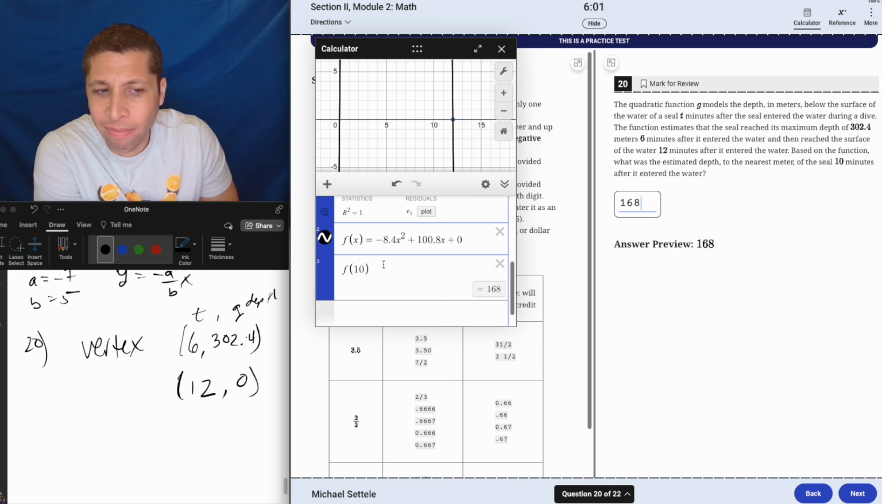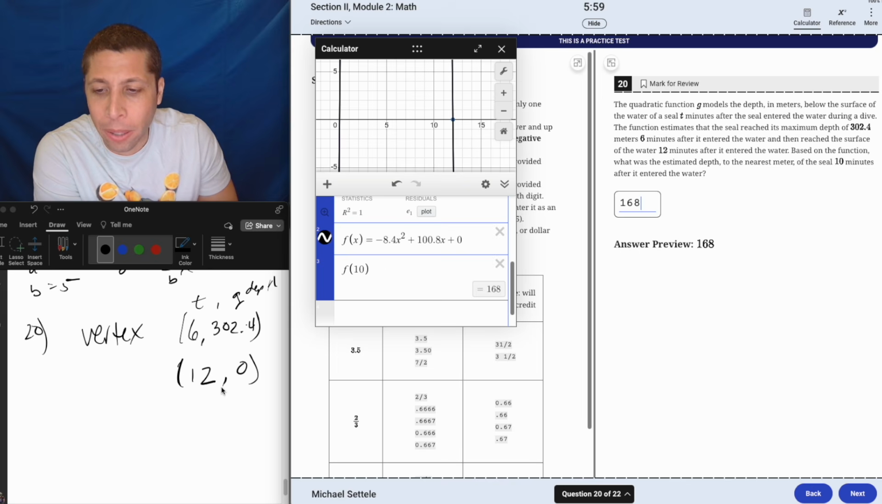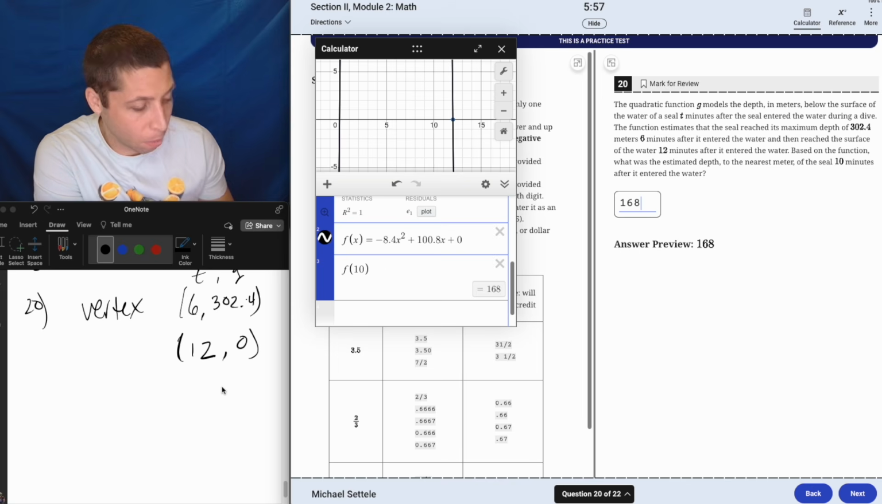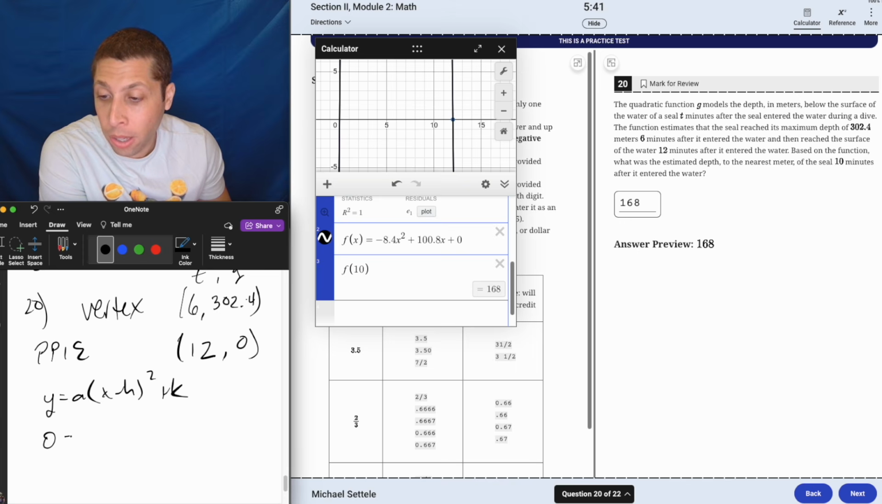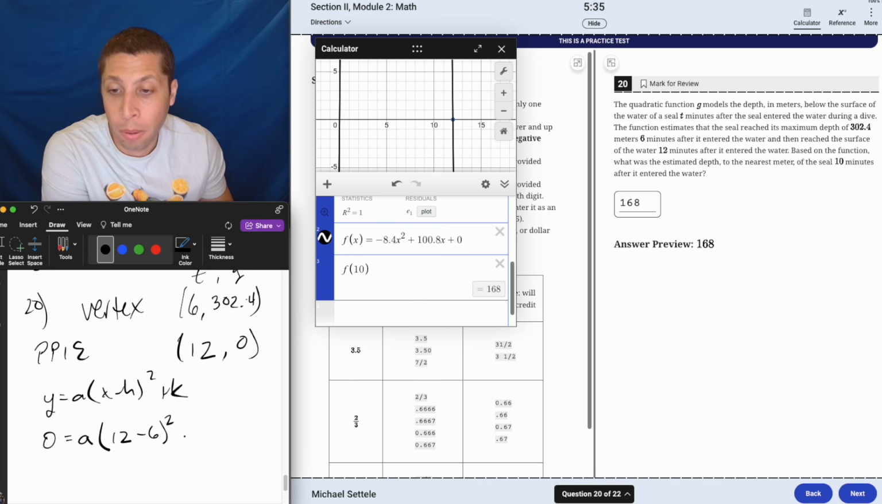What else do I want to do here? Let's plug points into equations. I'm going to try this a different way. I'm pretty sure I'm right. I'm pretty sure this is going to work, but I'm going to plug points into equations. I know that the equation for the vertex is a times x minus h squared plus k, with that a out in front. So I've got all the pieces I need. I have a y, which is 0. I don't have the a, but I do have an x, which is 12. I do have the h, which is 6, squared, and k is 302.4. So we can solve for a.